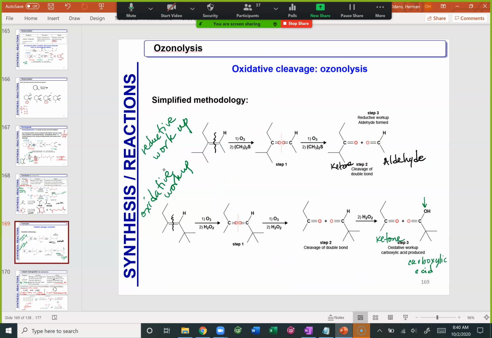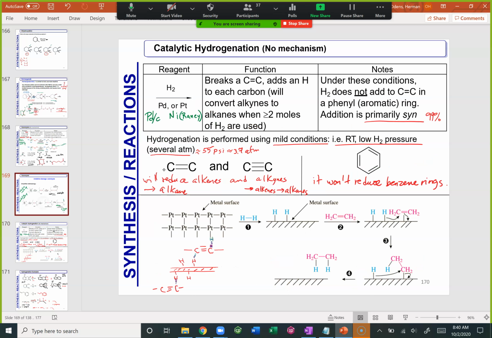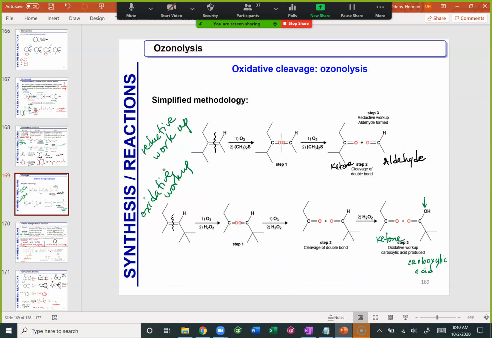So this is mechanism number 9, I think, in the series. Oh, you don't need to know the mechanism for this. So we still are back to 8 mechanisms. But here I want you to know how to get the final product. And here are the two examples.